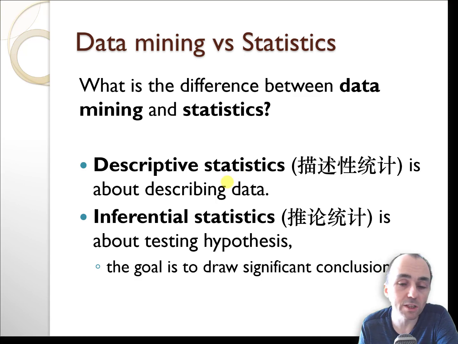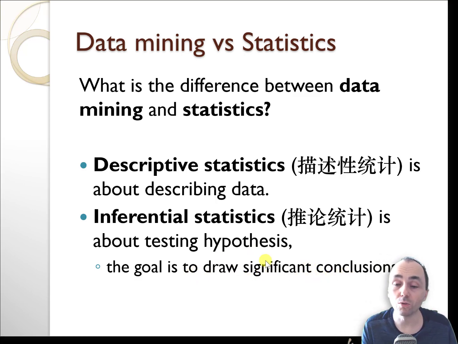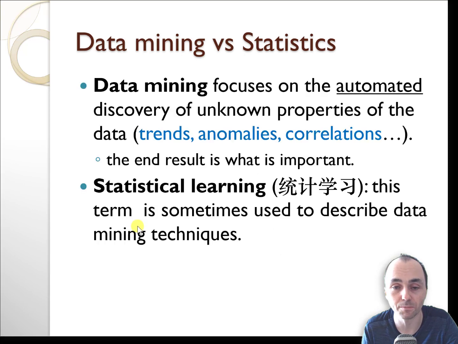But also, in statistics, you have another branch called inferential statistics. The goal here is to test some hypothesis, like you want to draw a conclusion, or maybe you want to see if two aspects in your data are correlated and so on. Is it significant or not? So these are different branches of statistics.